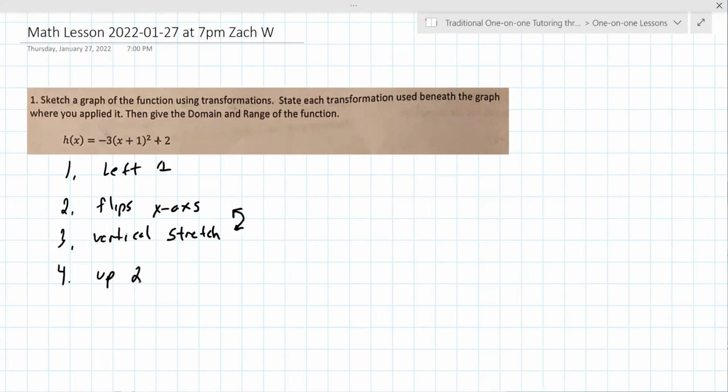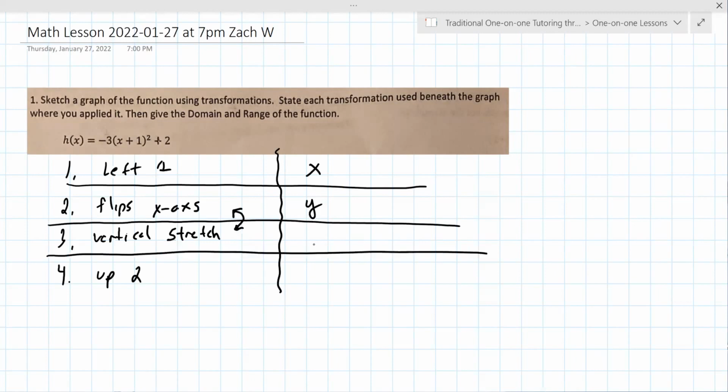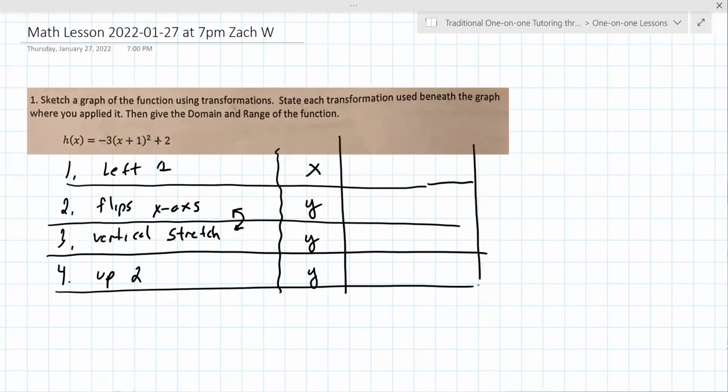So I think we did this last time: the left 1 affects the x value. The flip over the x-axis affects the y. The vertical stretch affects the y, and the up 2 affects the y. And then we can be more specific about how it affects each. You can do it either in words or symbols.